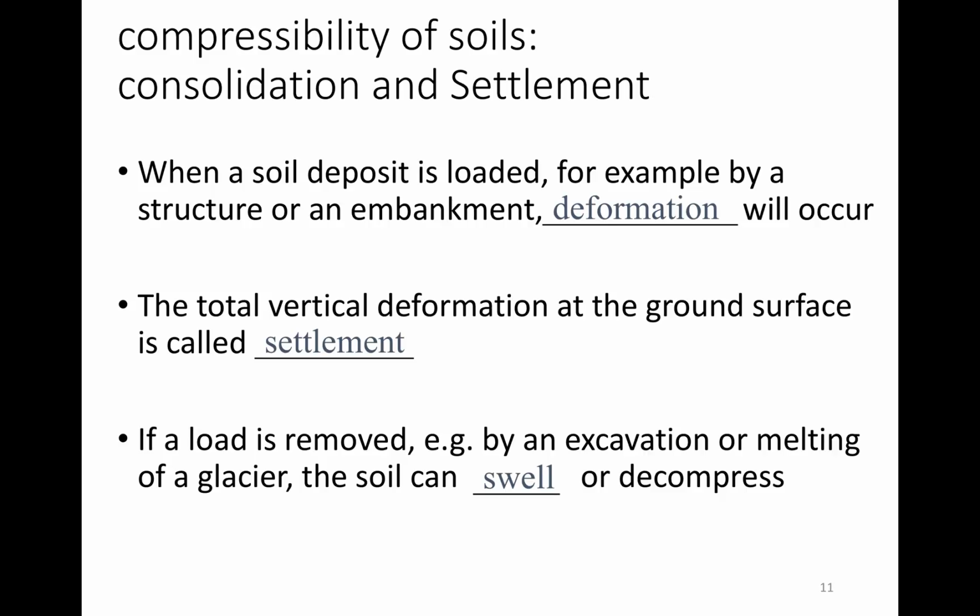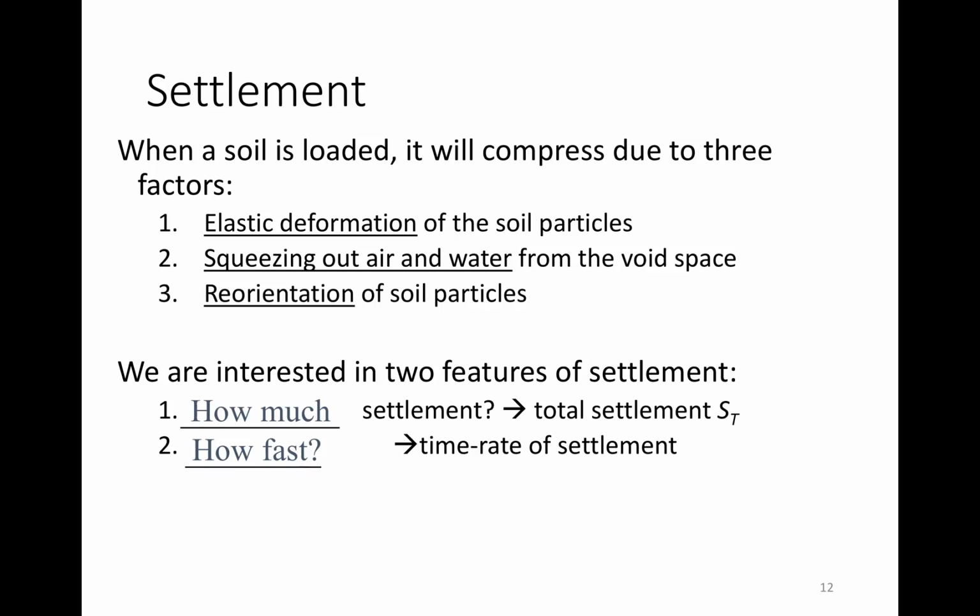When a soil deposit is loaded, for example by a structure or embankment, deformations occur. The total deformation at the ground surface is called settlement. If a load is removed, for example by excavation or melting of a glacier, then the soil can swell or decompress. So settlement is when the soil is loaded. There are three main factors. The first is the elastic deformation of the soil particles. Then we have the squeezing out of the air and the water from the void space, and the reorientation of the soil particles. As engineers, the main two things we're interested in are how much settlement, so the total settlement, and how fast, so the time rate of settlement.